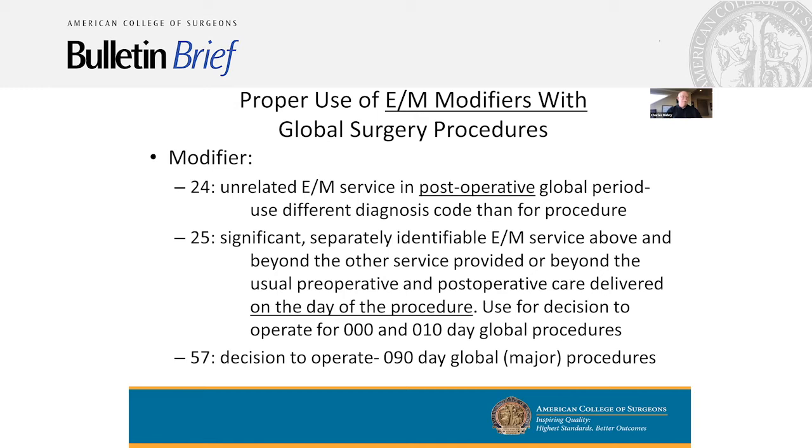And then finally, the decision to operate applies to a 90-day global. So if you see someone in the emergency room, now they have to have a lap appendectomy, you code for your either consult or admission to the hospital, and then you apply the 57 to that E&M code, and then take them to surgery and take out the appendix. If you're making the decision to operate for a 0 or 10-day global, then that's where you use the 25 modifier.